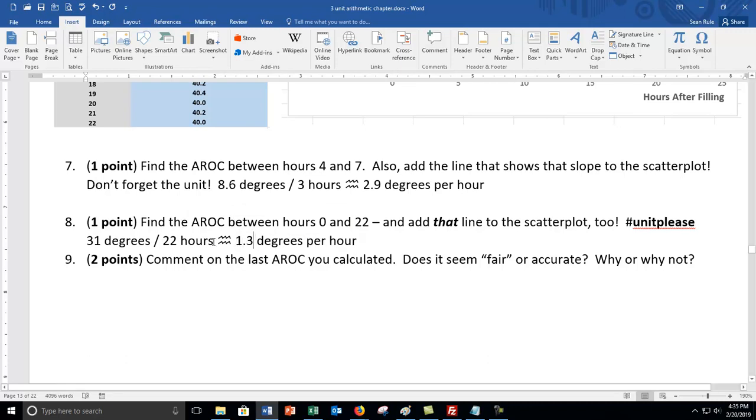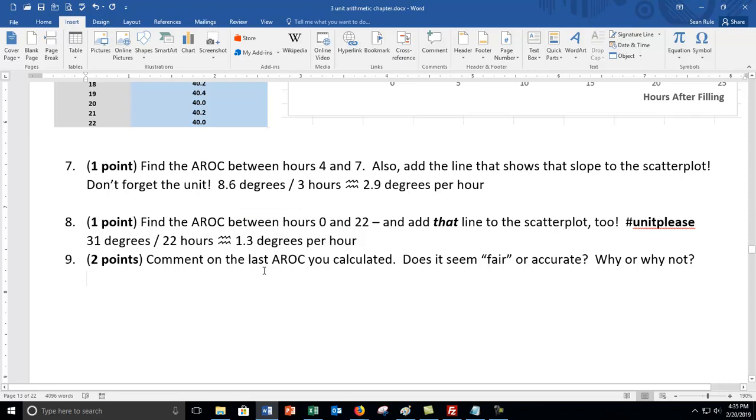You might be asking yourself, wait a minute, Sean, how can that be smaller? 31 is bigger than 8.6. You're right. But 22 is proportionally way bigger than 3. In other words, this 8.6 is being spread only over 3 hours. This 31 is being spread over almost an entire day. So this means that it's a slower rate of increase.